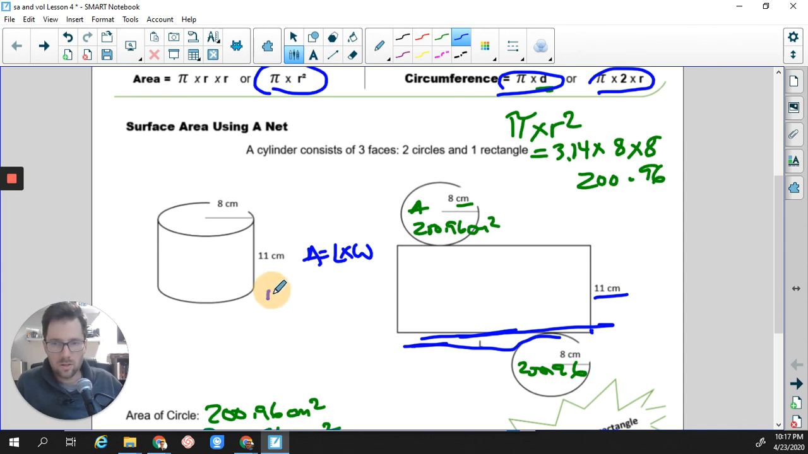So instead of length, if we went pi times diameter times width, or if it's a soup can, it might be going up and down, so you might call it height. Okay, pi times diameter times the height of the soup can, or the cylinder. Not only soup cans, there's many things that are cylinders.